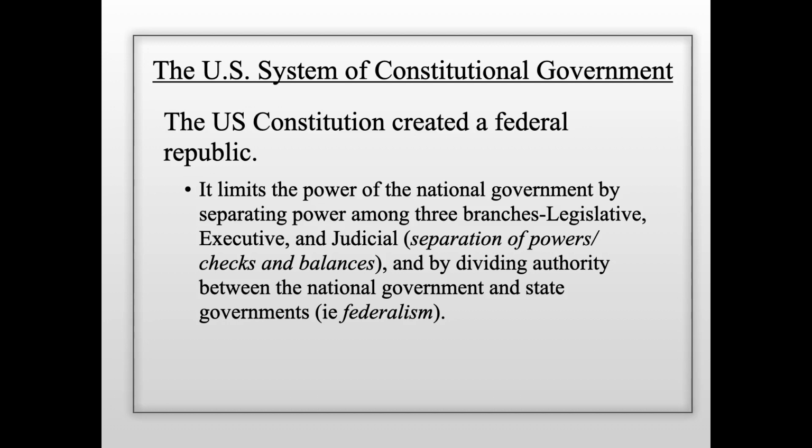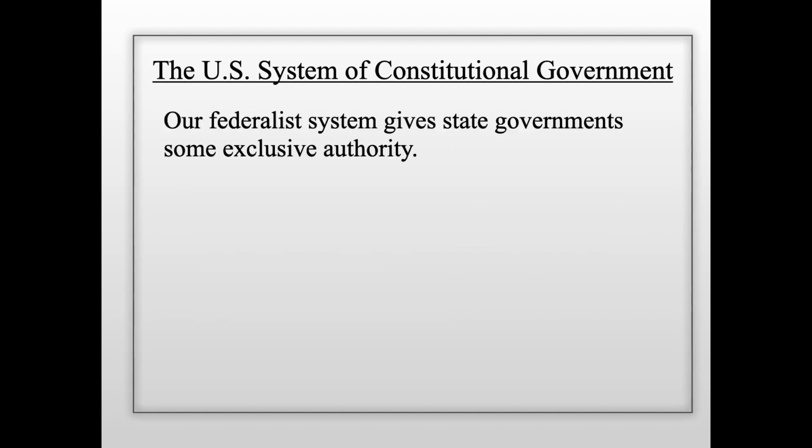The second idea, dividing authority between national government and state governments, is what we call the idea of federalism. That's something I'm going to talk a lot more about in the next lecture when we get to Chapter 6, which is entirely about how federalism in the United States works. Now, one of the biggest things to know about federalism is that it gives state governments some exclusive authority. Under the Constitution, under our federalist system, there are certain powers that only the national government has. There are certain powers that only state governments have. And there are certain powers that are shared between the national government and the state governments.